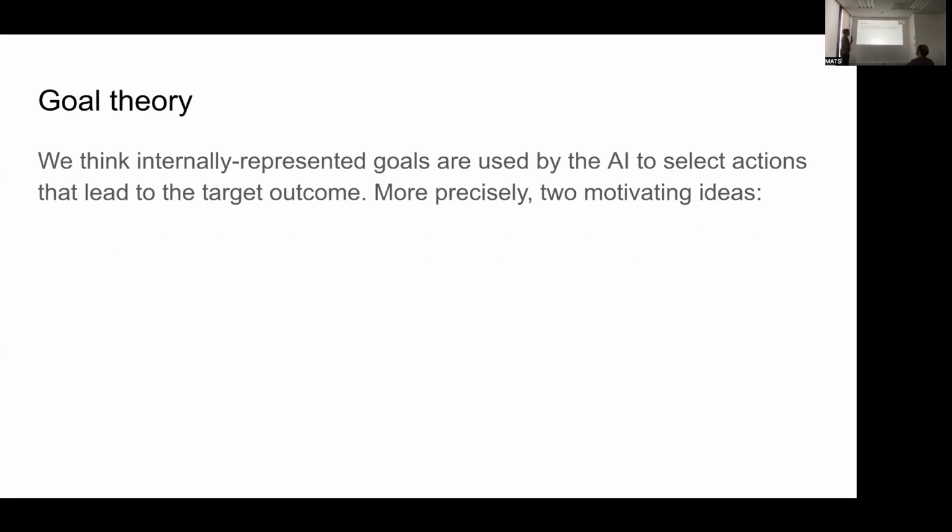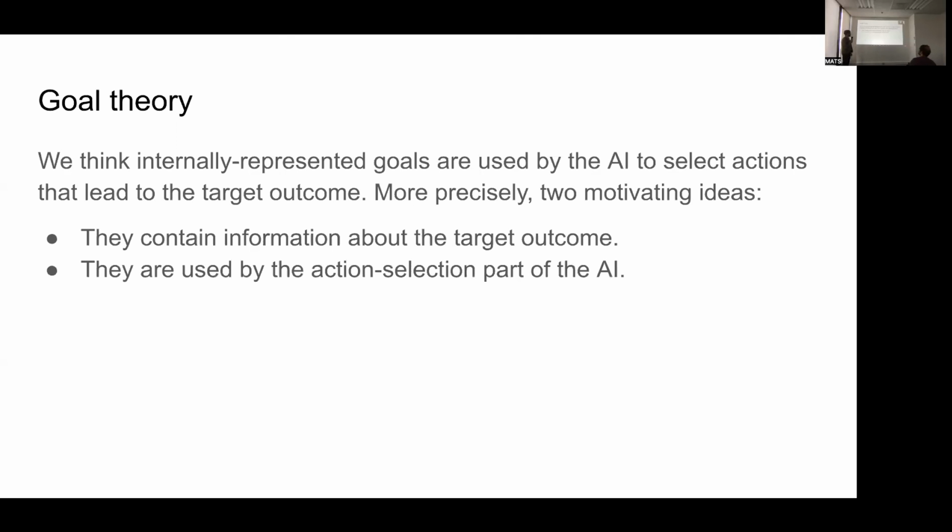Firstly, we have an initial goal theory, which we outlined at the very beginning. Our current intuition is that internally represented goals are things that are used by the AI to select actions or action sequences that lead to the target outcome. This gives us two motivating ideas. The first is that they contain information about the target outcome, and the second is that they're used by the action selection part of the AI to select actions that lead to the target outcome.